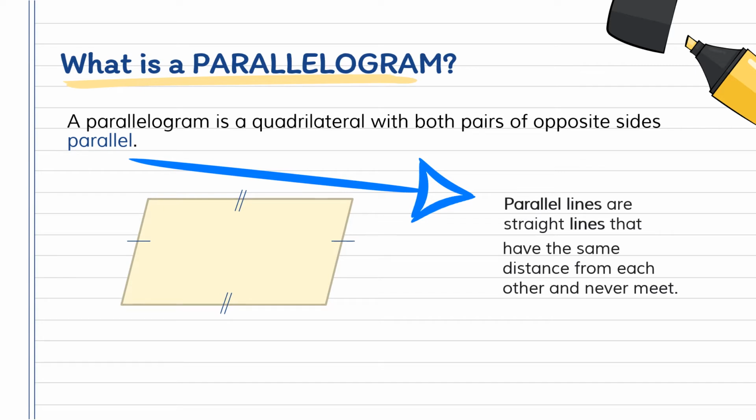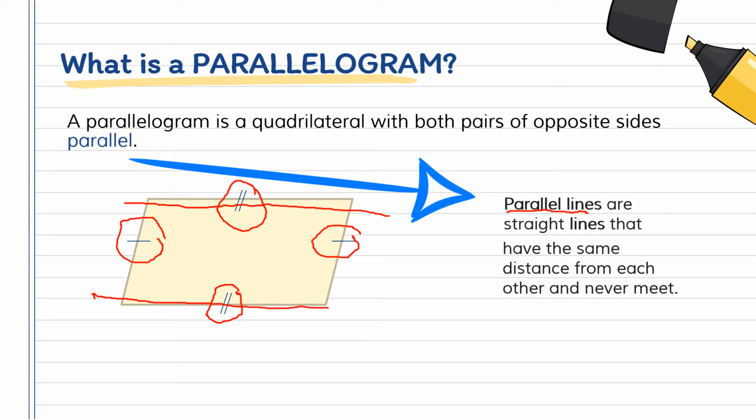So it means that this side and this side should be parallel, as well as this side and this side. We define parallel lines as straight lines that have the same distance from each other and they never meet. So this parallel line is equal to this parallel line.